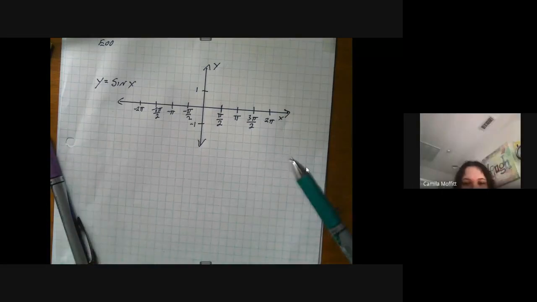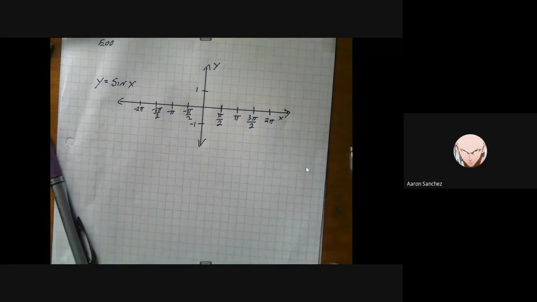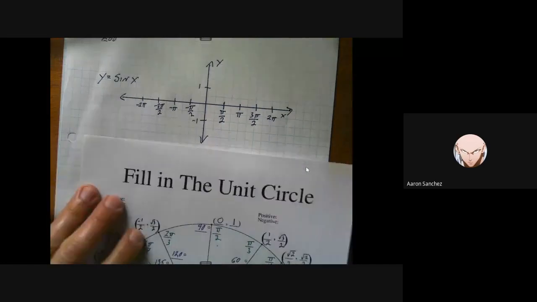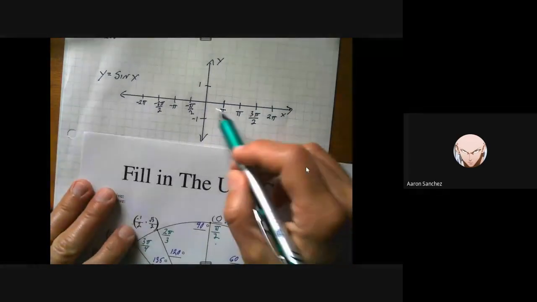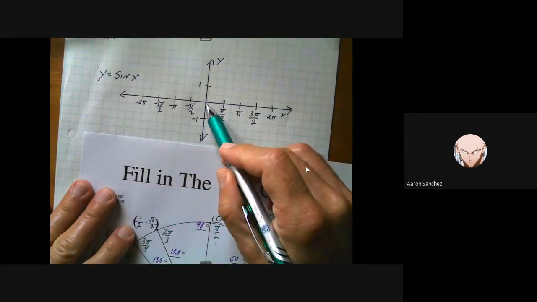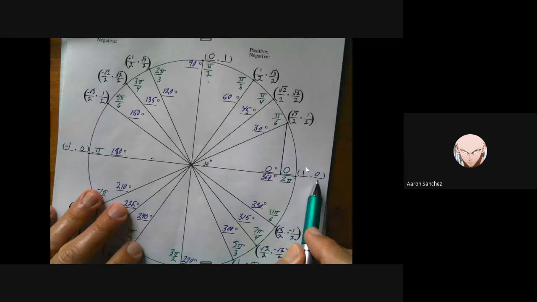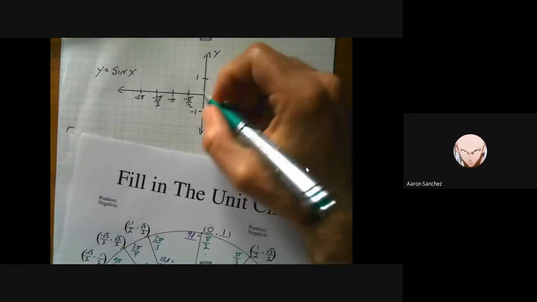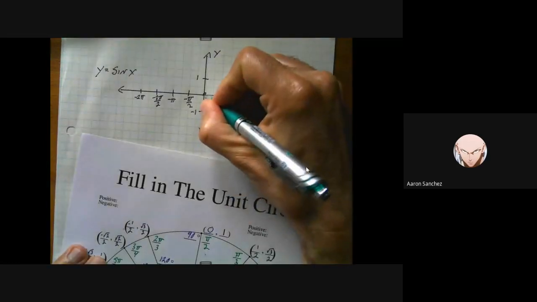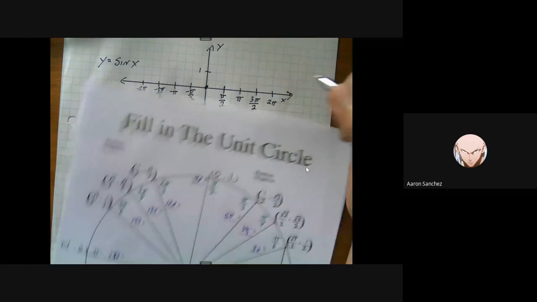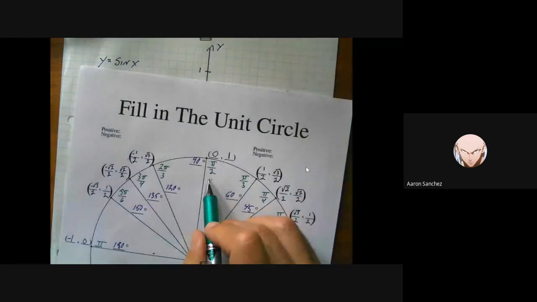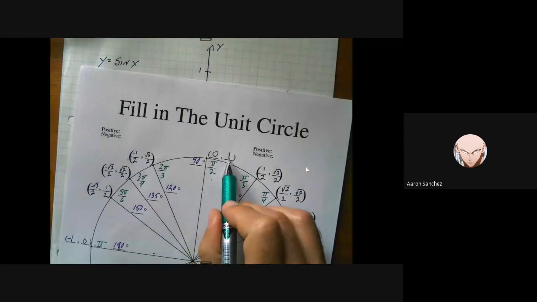Okay. So remember, sine is equal to y. We want to know what the sine of 0 is. The sine of 0 is 0, right? That's my y. Sine is y. So I got here sine of 0 is 0. And then let's look at pi over 2. What is sine of pi over 2? It's equal to 1.